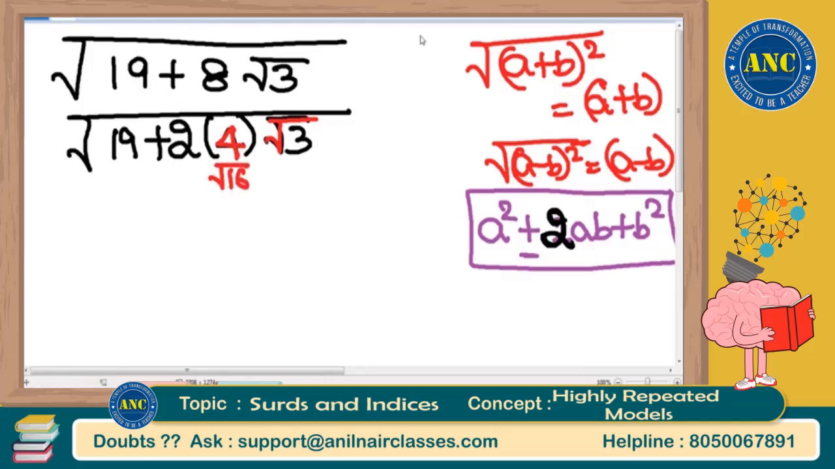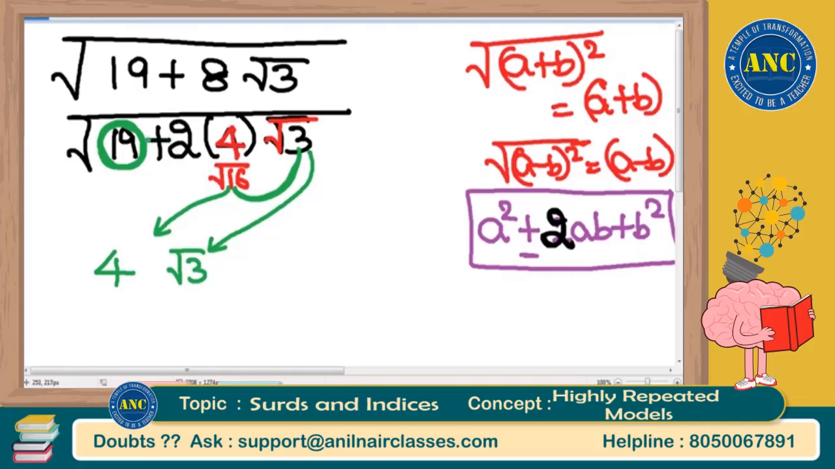Observe carefully. If I add these two terms, what is 16 plus 3? 16 plus 3 is 19, and that is my constant term which is given in this question. So you can directly write your answer as root 16, which is 4, and root 3 itself. If it is plus here, write plus. If it is minus here, write minus. Square root of (4 plus root 3) whole square is nothing but 4 plus root 3 itself.